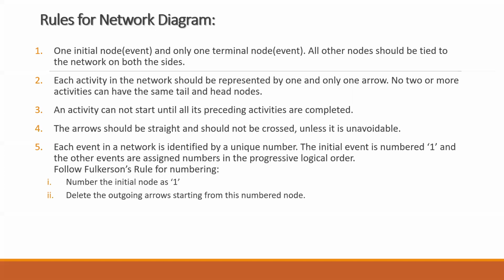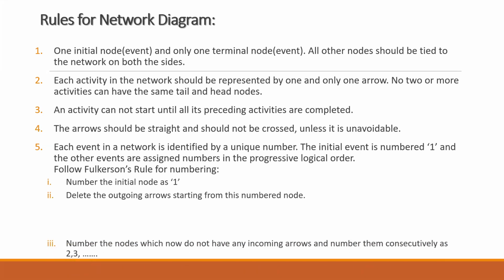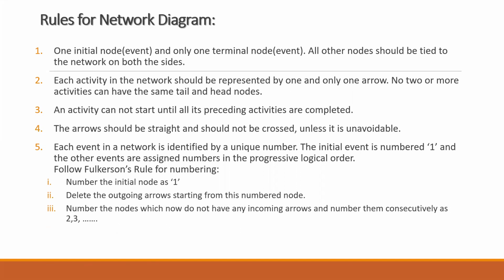Got it? So once we complete the network diagram, give the first node as 1, hide the arrows which are going outside that node. Once we hide that, check which nodes do not have any arrows coming towards them, and number those first. Number the nodes which now do not have any incoming arrows consecutively as 2, 3, 4, and so on. Then we have to repeat steps 2 and 3 again till we complete all the numbering.